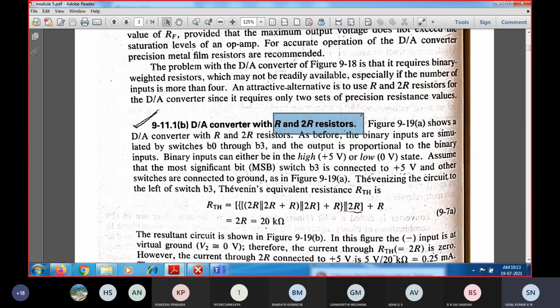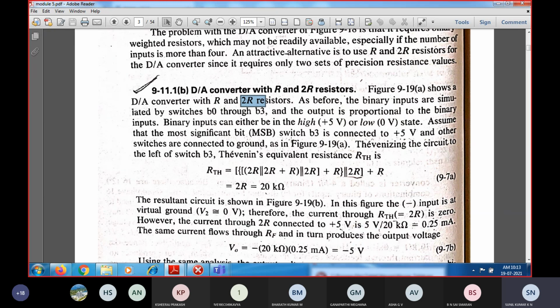In this we are going to deal with only two resistors, R and 2R, and through these only you are going to convert the digital input signal to the corresponding analog output. We will see how the architecture is going to work, and we need to verify whether this architecture is best suited. For that we need to find out the voltage across each terminal, and we also need to find out the Thevenin equivalent voltage and Thevenin equivalent resistance.